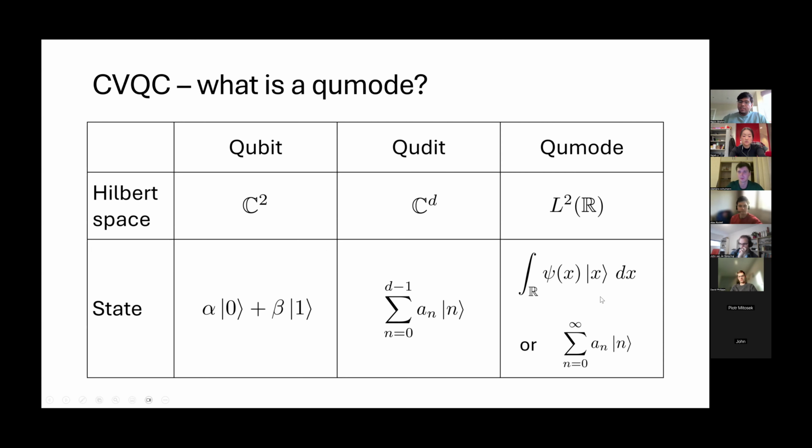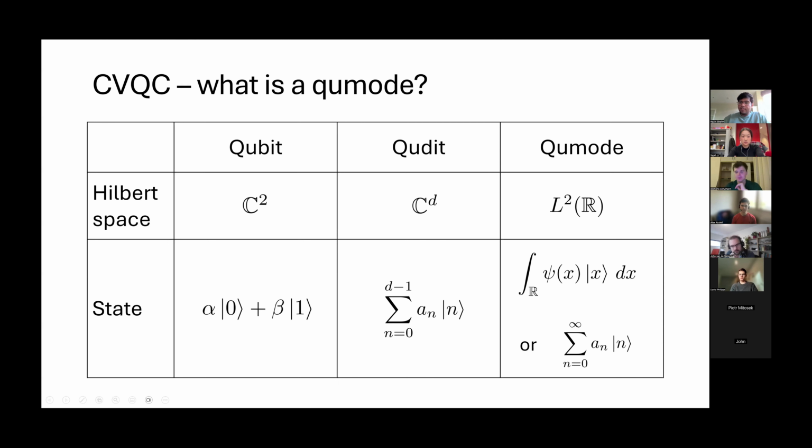The first one is you consider the continuous degrees of freedom. So you get ket x as your basis state, where x is a real number, and then you consider a wave function over that. So your one-qumode state would be a wave function psi of x over your basis states ket x.